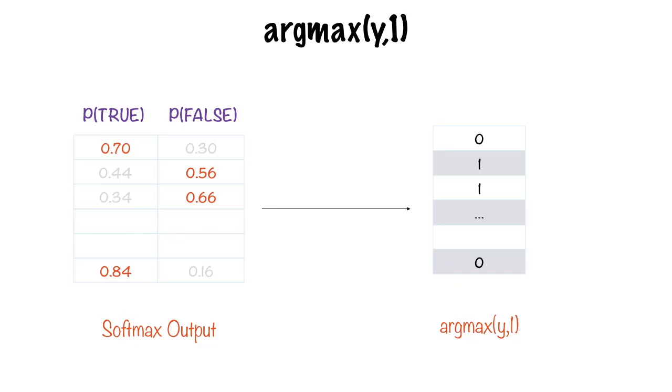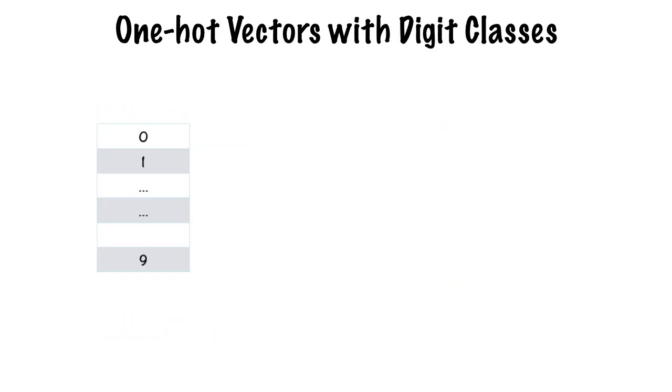This will be true if the probability is greater than 50% and false otherwise. In other words, this is based on that rule of 50% which we previously spoke about. Let's work through a similar example, this time for digit classification.